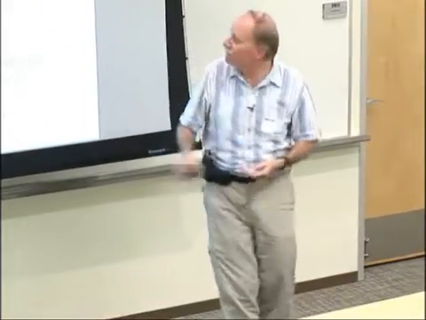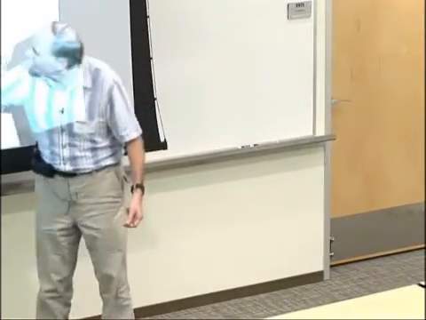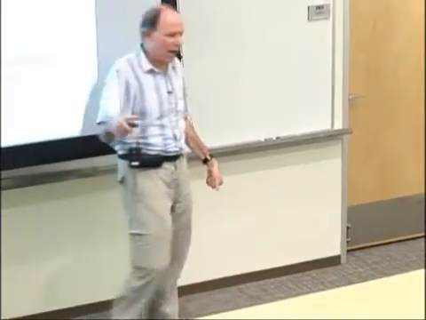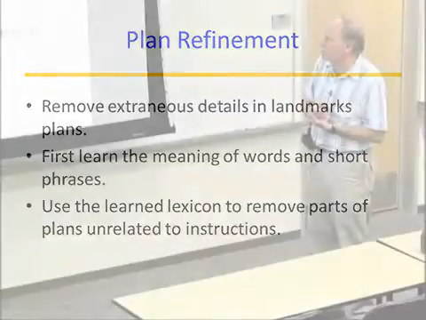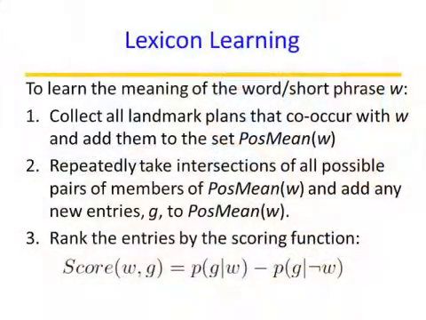And so this is very detailed, much more than what the language is actually talking about. So we need to figure out how to pare this down into what we think the language is actually referring to. So we need to remove those extraneous details in the landmark plans. And we do that by learning the lexicon and then remove the parts that don't seem to correspond to words that actually appear in the sentence.